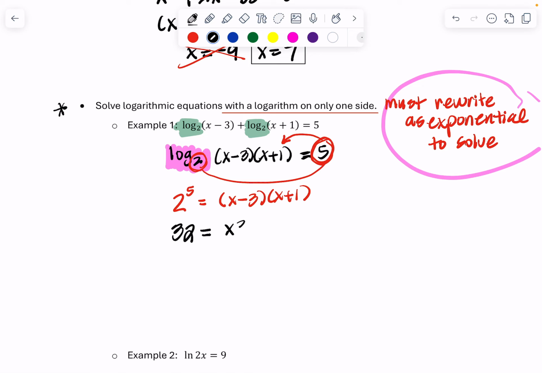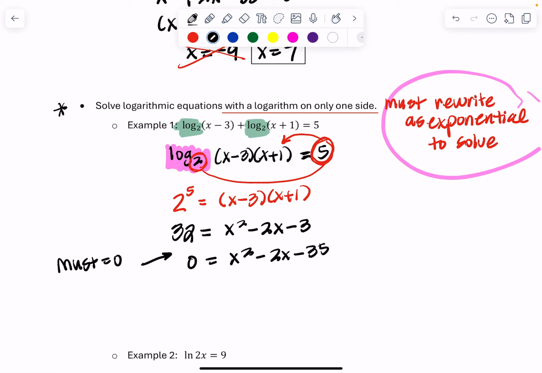Over here, we do have to multiply this out. We get x squared minus 2x minus 3. And again, we have to make this equal to 0. It must equal 0 here to be able to factor. So that's what I'm going to do. Subtract that.